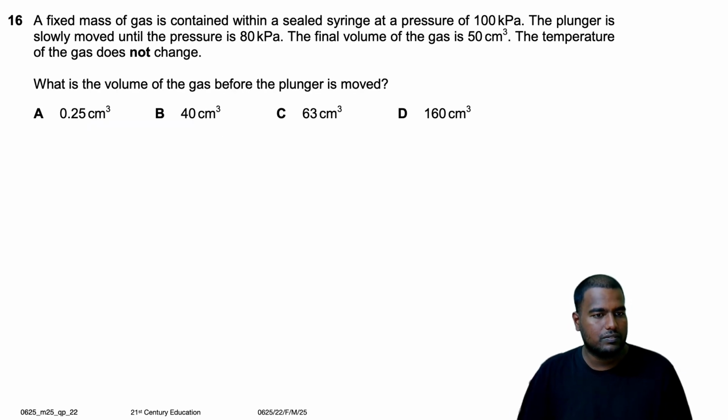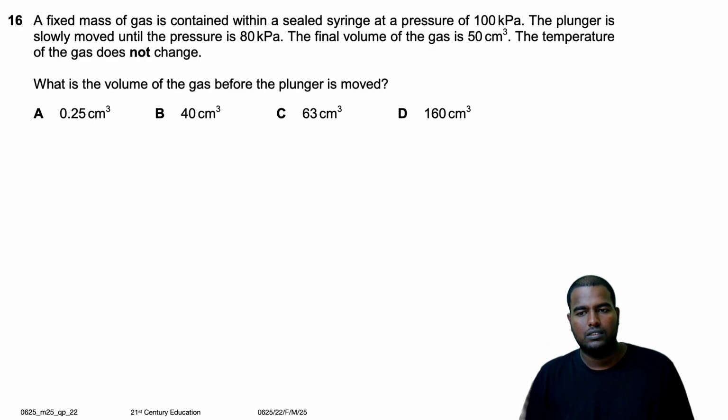A fixed mass of gas is contained within a sealed syringe at a pressure of 100 kilopascal. The plunger is slowly moved until the pressure is 80 kilopascal. The final volume of the gas is 50 centimeter cube. The temperature of the gas does not change. What is the volume of the gas before the plunger was moved?